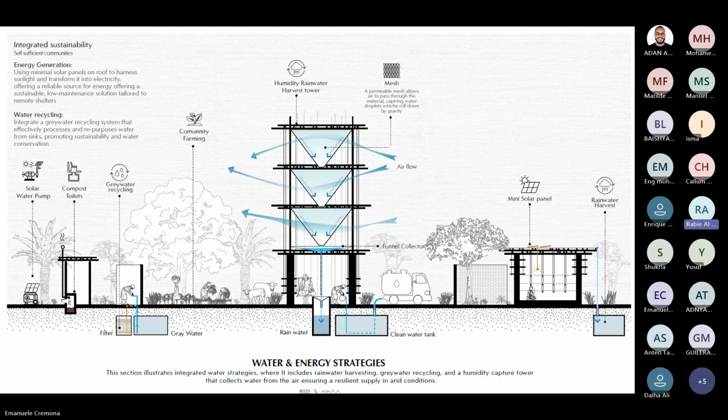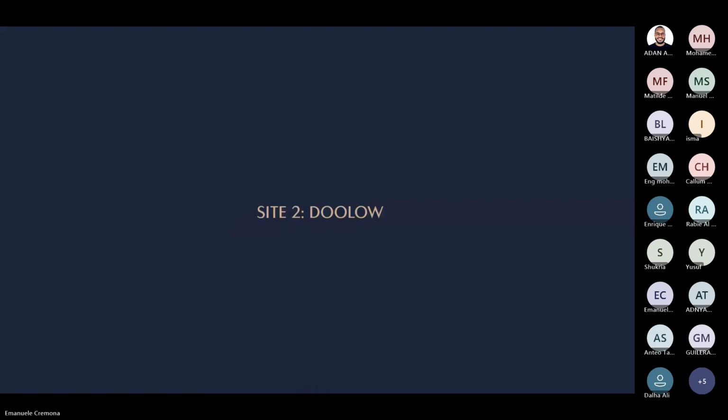Finally, this section illustrates the integrated water strategy, which includes rainwater harvesting, greywater recycling, and a humidity capture tower that collects water from air, ensuring a resilient supply in arid conditions. A cross-section that shows a holistic system for the whole cluster. And now I'll pass it to my colleague. Thank you. Thank you very much.